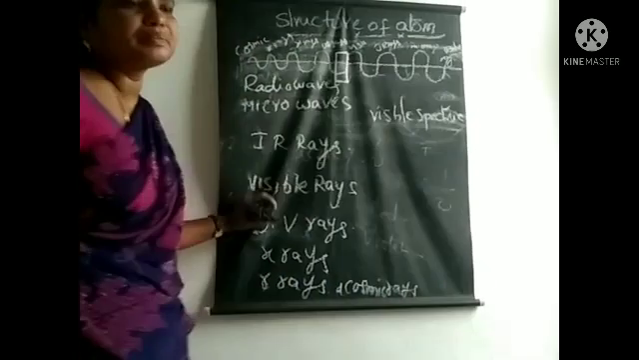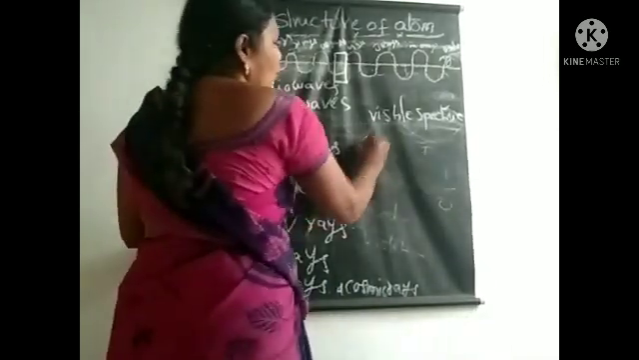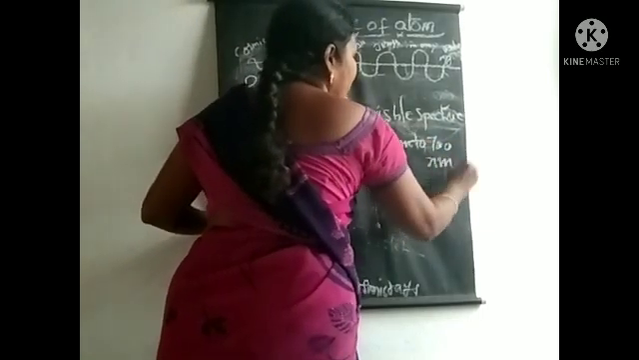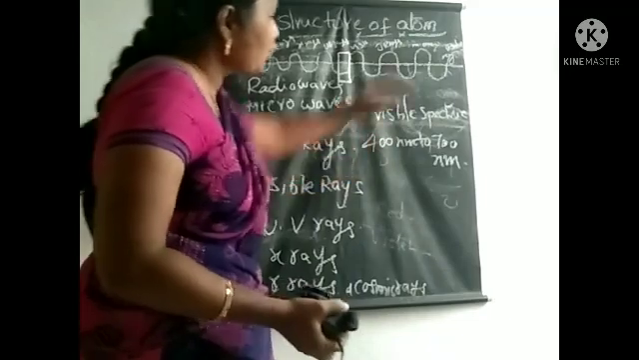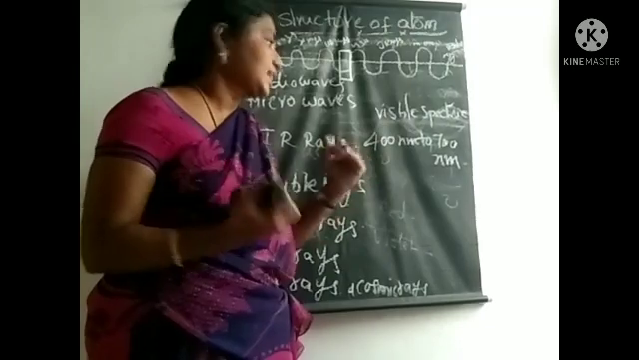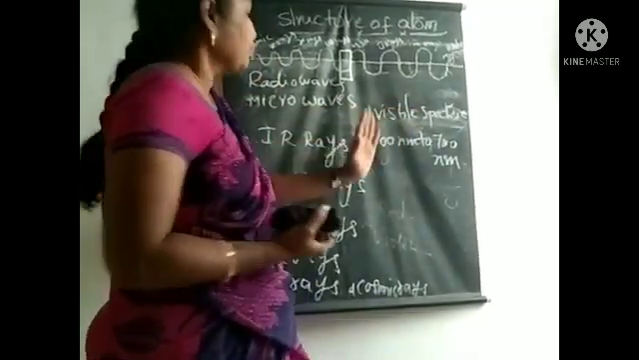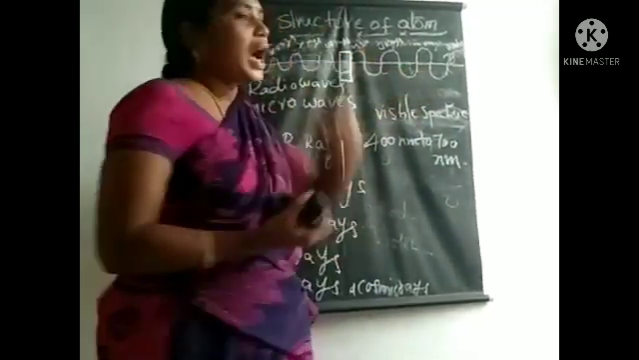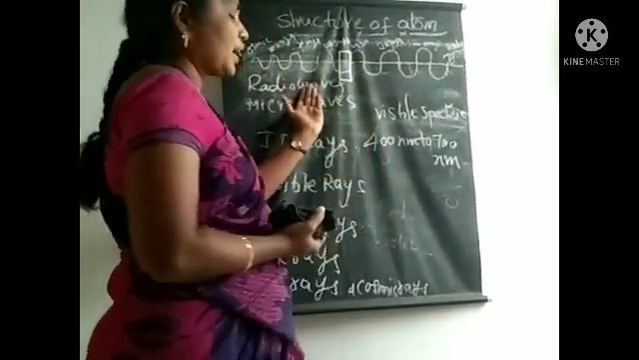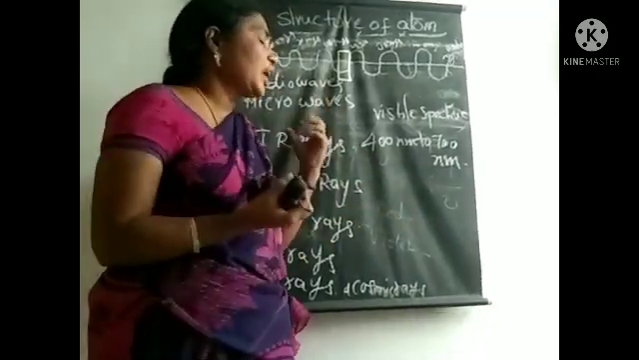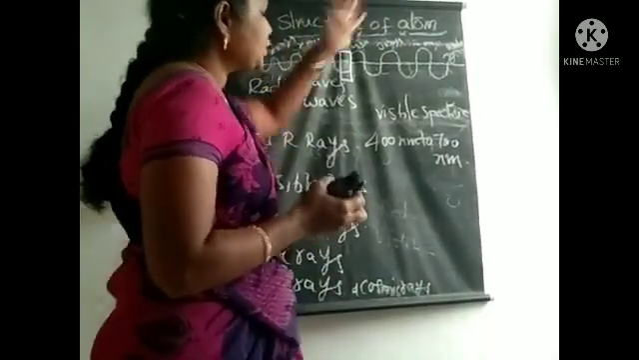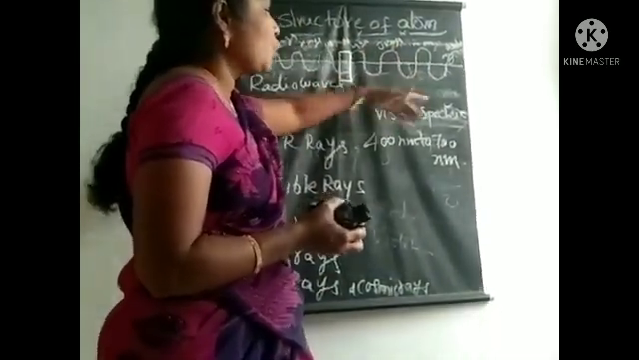The visible spectrum range is 400 nanometers to 700 nanometers. Within this wavelength range, we can clearly observe with our eyes. This is called the visible spectrum. Beyond 700, we are unable to see the spectrum, and also below 400, we are unable to watch the spectrum with our eyes. Our visible spectrum is between 400 and 700.